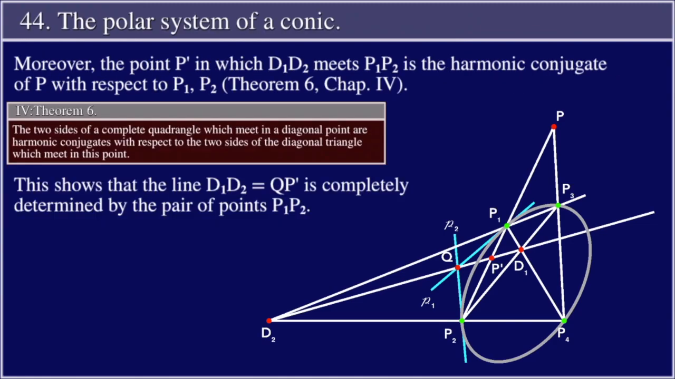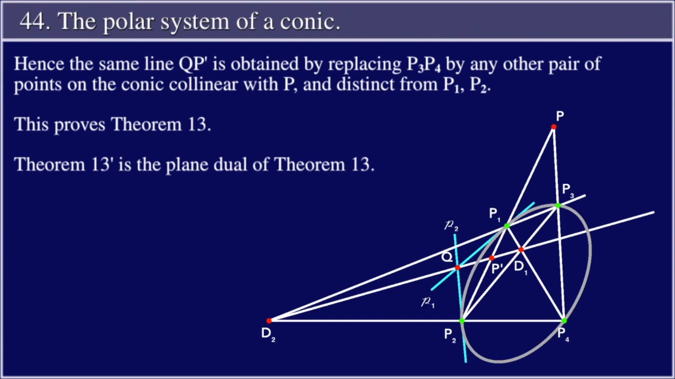Theorem 8. Moreover, the point P' in which D1D2 meets P1P2 is the harmonic conjugate of P with respect to P1, P2. Theorem 6 of Chapter 4. This shows that the line D1D2, equal to QP', is completely determined by the pair of points P1, P2. Hence, the same line QP' is obtained by replacing P3, P4 by any other pair of points on the conic collinear with P and distinct from P1, P2.